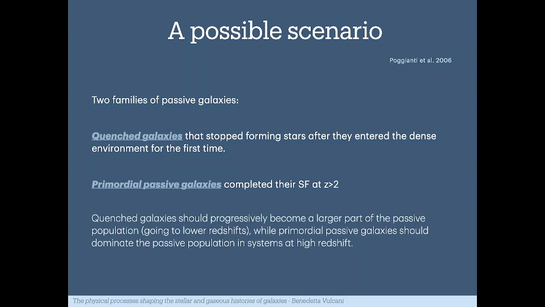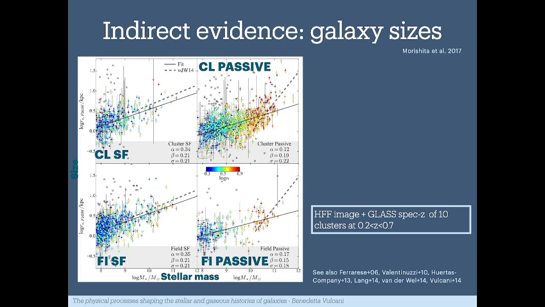So, in general, these two populations have a different proportion and so a different importance at the different epochs. At high redshift, the cluster passive population is dominated by the primordial population. At low redshift, quenched galaxies actually play the major role. This is just a possible scenario. Do we have any evidence for this? The answer is yes. We just have a couple of indirect evidence.